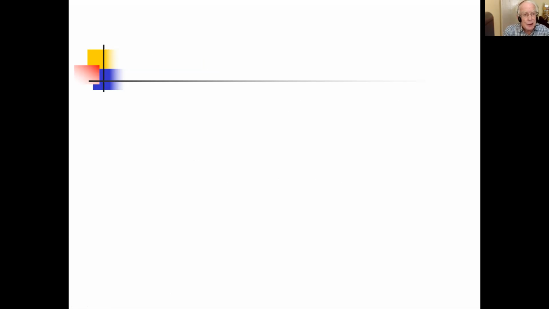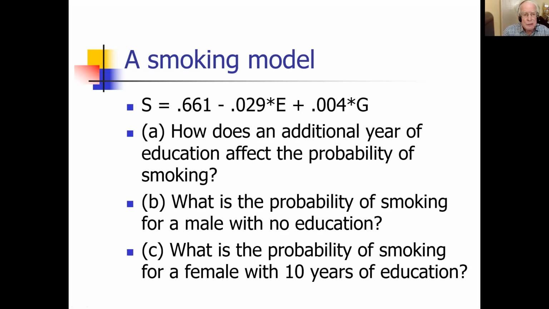It's interesting to see that gender does not have nearly as much of an impact on smoking as education does. But in any event, you can see how easily we can interpret the linear probability function.